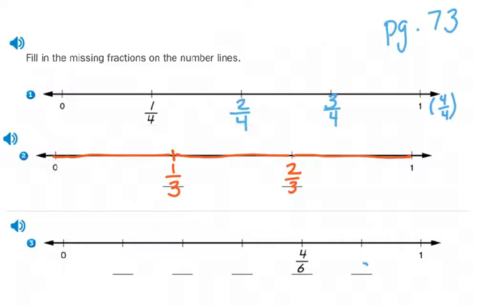Let's look at number line number 3. I'm going to count the spaces again: 1, 2, 3, 4, 5, and 6. So this line is divided into 6. I'm going to fill in 6 as my denominator on each of those lines. Now I'm going to fill in the numerator, the number above the fraction line. So this would be 1/6 of the line, 2 out of 6, 3/6, 4/6, and 5/6. If I said 6/6, that would be the whole number line, 6 out of 6 equal pieces.